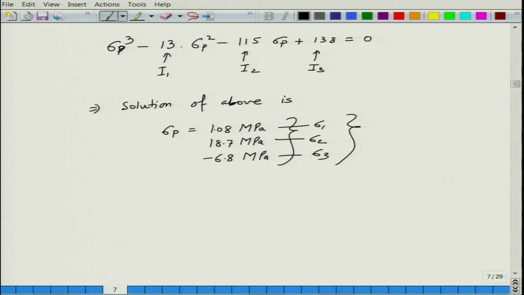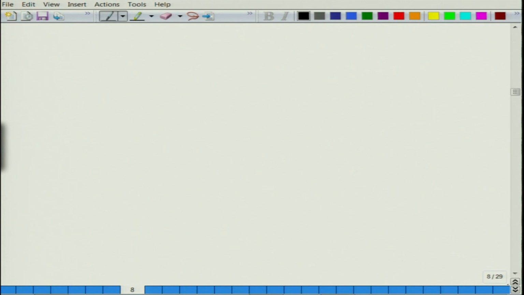So, now what we do is that, having looked at the stresses in little detail, there is something which is also called Mohr stresses. If time permits, we will come to that later on, but now let us go back to the concept of strains.